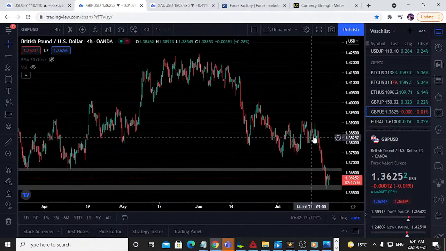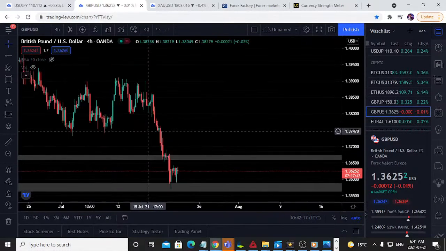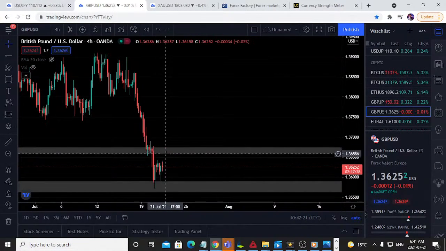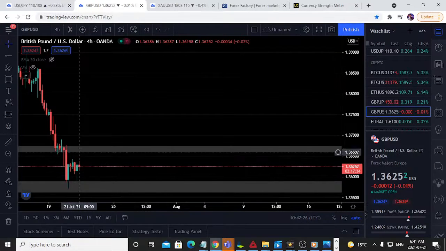We don't want to overcomplicate things. We just want to keep things as simple as possible. So we see here we have this level of support that was broken. It created some form of resistance as well as price is in a range right now. Price going up, down, up, down, up, down, up, down.